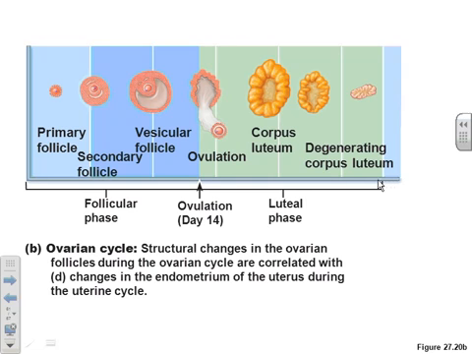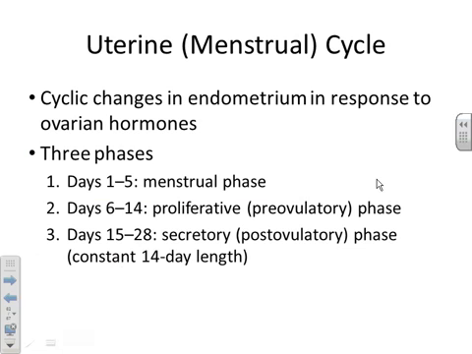Now, if that's not confusing enough, something else is occurring at the same time within the female body. We have what's called the uterine cycle, or what most people think of as the menstrual cycle. While the ovary is going through all of those different steps, the uterus is also going through different phases.